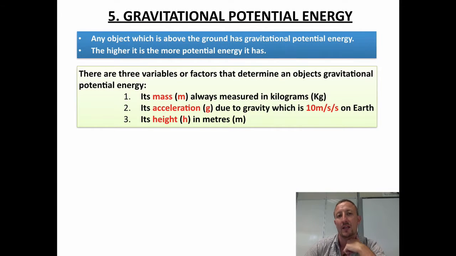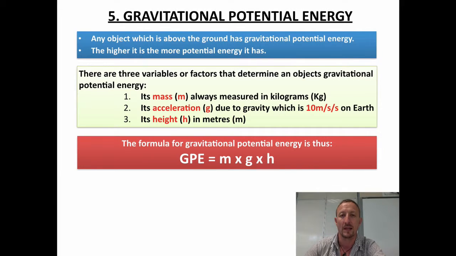Okay, so how do we calculate gravitational potential energy? Well, we use the following formula. The gravitational potential energy, GPE, is measured by the mass multiplied by the acceleration due to gravity, g, and then multiplied by the height that it's raised above the surface of the planet. In this case it is going to be Earth. So GPE equals mgh.